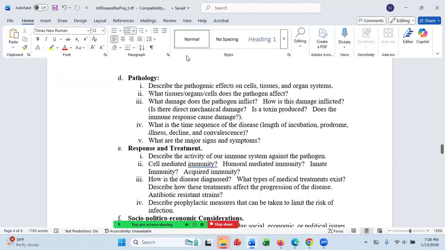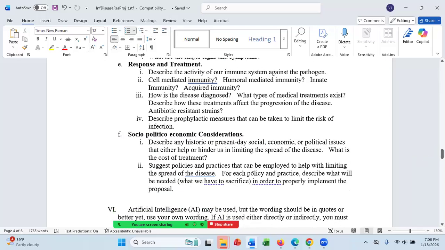Talk about pathology. I'll let you read about that. Talk about the response and the treatment of the disease. Talk about socio-political and economic considerations of the disease.